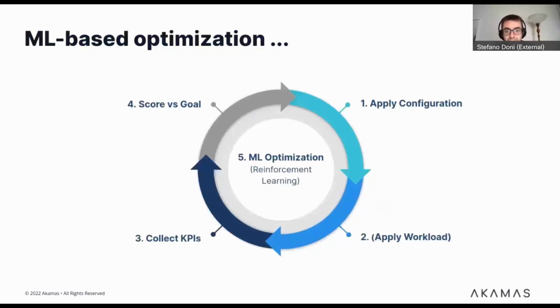So let's now see how ML comes in, because our optimization cycle is based on 5 phases. The first phase is that we need to apply a configuration. Of course, Akamas is not only about suggesting a configuration in a dashboard, but it aims at automating the entire process. So the first step is really to apply a configuration that gets suggested to the system.